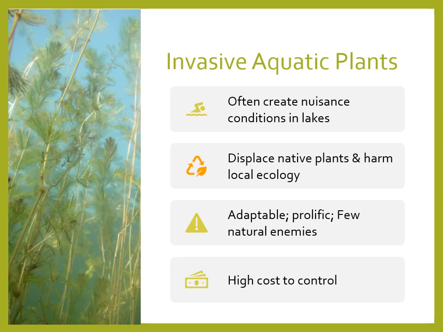Invasive aquatic plants tend to displace our native plant community and harm the local ecology by disrupting circulation patterns in the lakes, for example, dissolved oxygen. And they tend to be quite adaptive, taking over environments where there are no native plants growing. They tend to obviously be very prolific and have few natural enemies. And there tends to be a quite high cost to control, especially with certain species at very high densities.